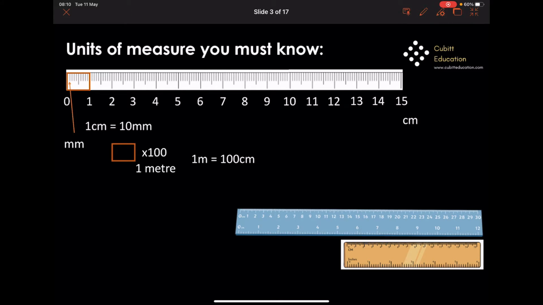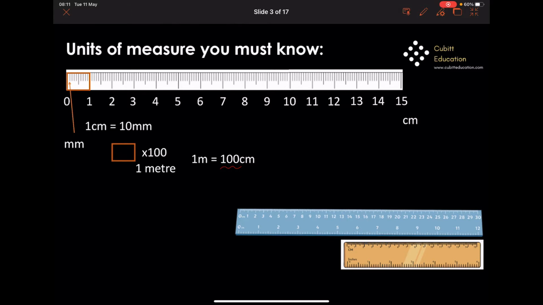So be very careful. This is why I'm trying to get you to visualise these, because it helps you to remember what they are. So the first measurement you need to remember is 1 centimetre is the same as 10 millimetres, because you have 10 small lines before you get to a centimetre. And then when we put 100 of these centimetres together, that's the same as 1 metre. Now, cent means 100, so 100 centimetres is 1 metre. It's also a good way of remembering it.